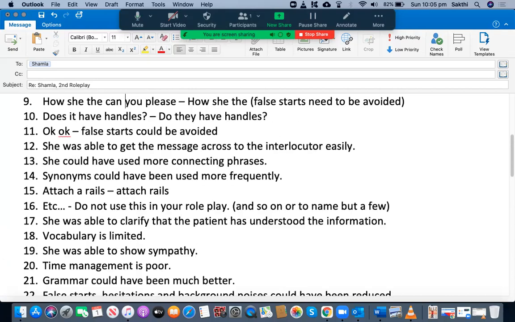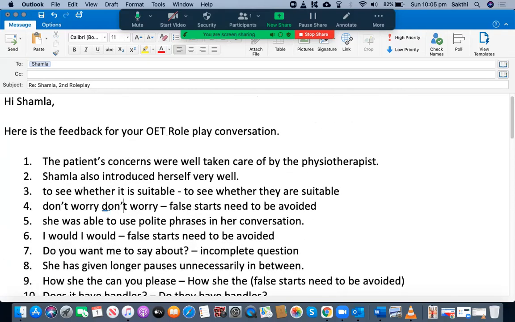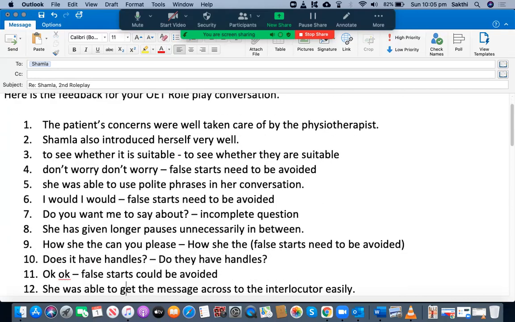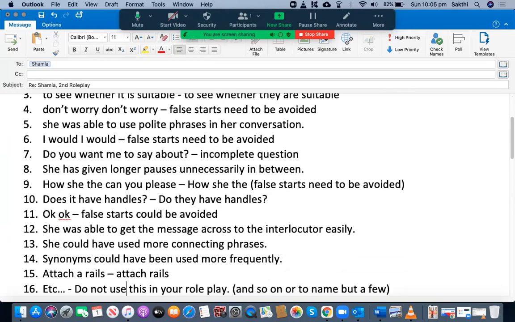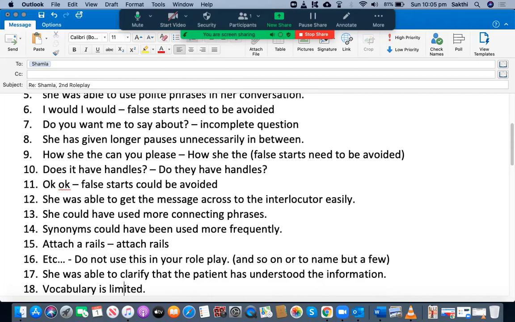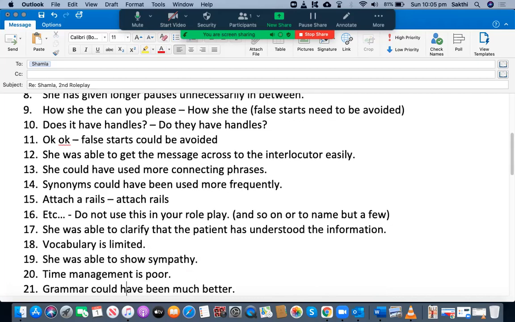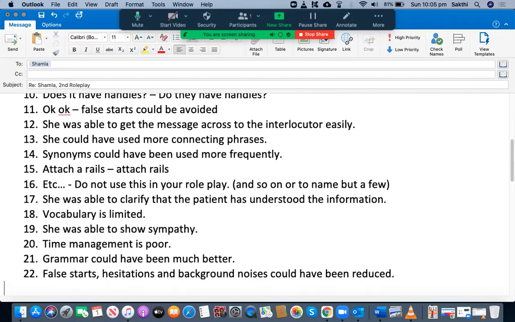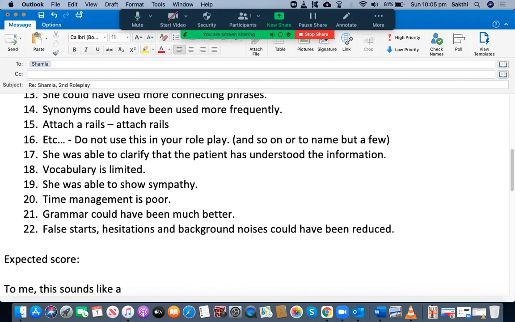All right. Unfortunately, she has committed lots of false starts. That's going to prevent her from achieving really good scores. She has given some longer pauses as well, which is not good. And then she has been unable to use the verbs, nouns, articles and prepositions properly to some extent. Vocabulary is also limited. Connectivity wasn't used properly, and synonyms were not that frequently used.